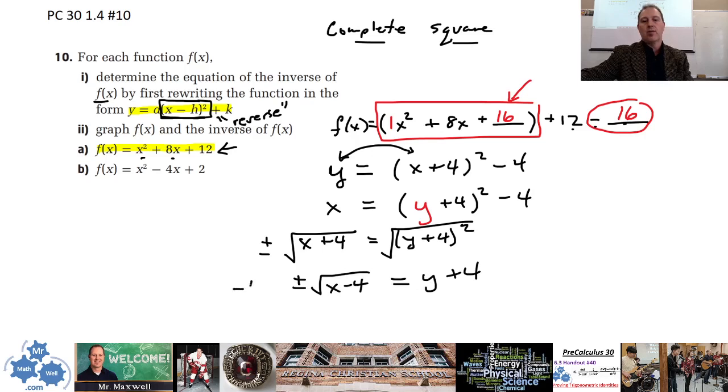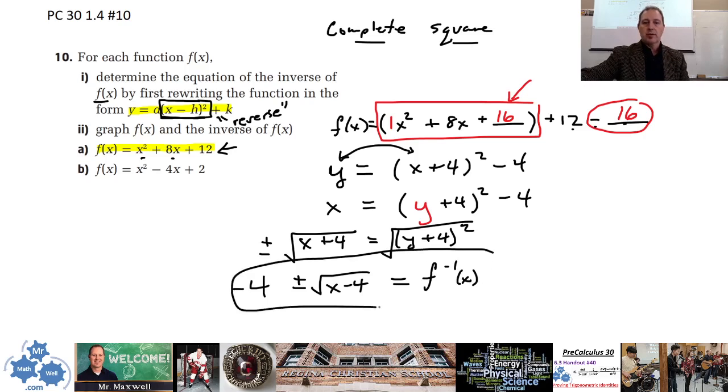I'm going to subtract 4 from both sides. And what that's going to leave me with is this. Y equals negative 4 plus or minus the square root of x minus 4. The other thing I'm going to do is replace this y, because it kind of looks like it's the same as this equation, but it's not. This is the inverse. So I'm going to replace this with f to the negative 1 of x. The inverse. Okay? All right. So here's my inverse, right there.